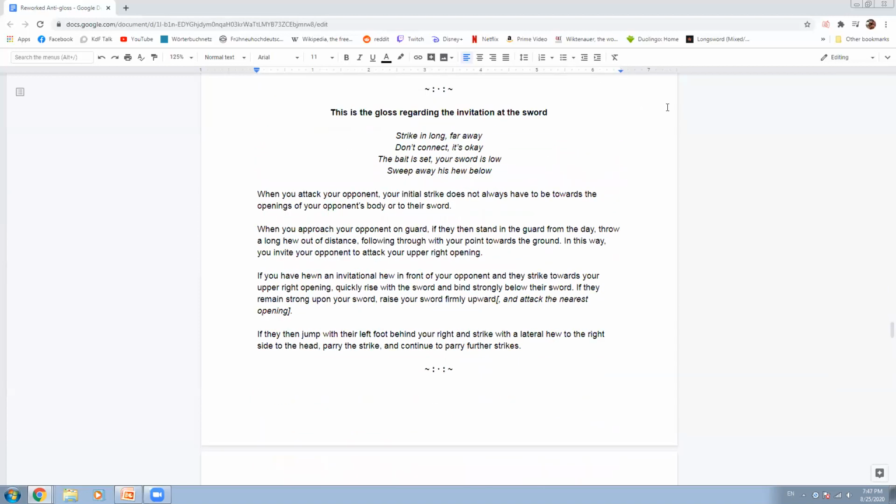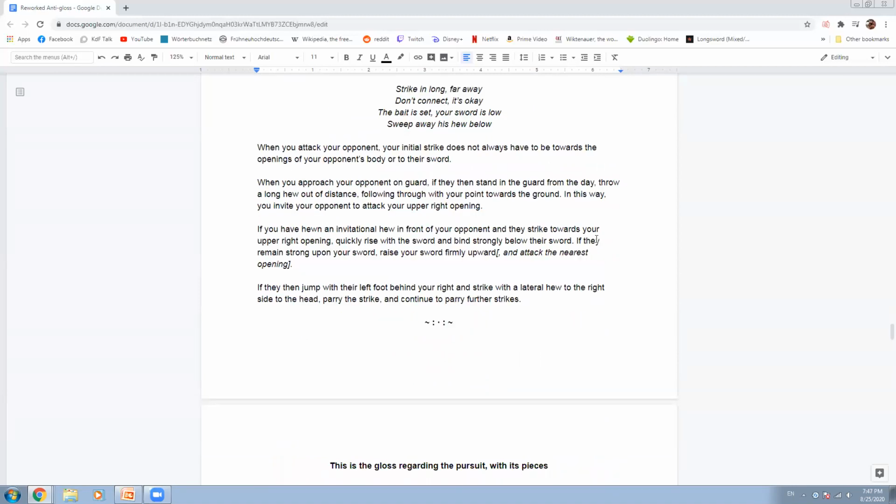All right, invitation. When you attack your opponent, your initial strike does not always have to be towards the openings of your opponent's body or their sword. So when you approach on guard, if they stand from the day, then throw a long hew out of distance and follow through with your point towards the ground. So you invite them to attack your upper opening. Then if they strike towards your invitation, rise with the sword and bind below. If they remain, then raise upwards. If they jump with the left foot behind, just parry everything.